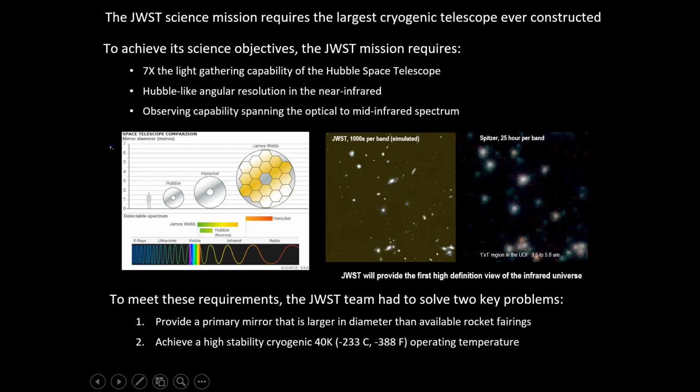In order to get that light gathering capacity and angular resolution, we needed a mirror that was bigger in diameter than the biggest rocket. That was problem number 1.